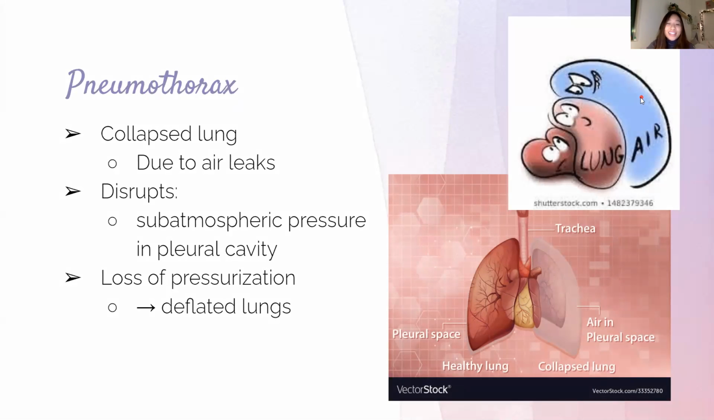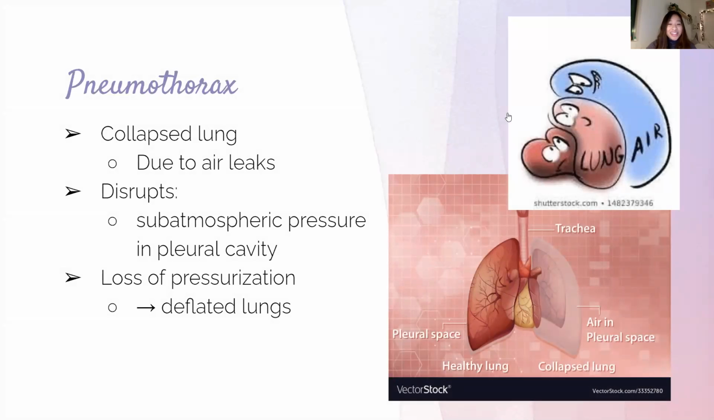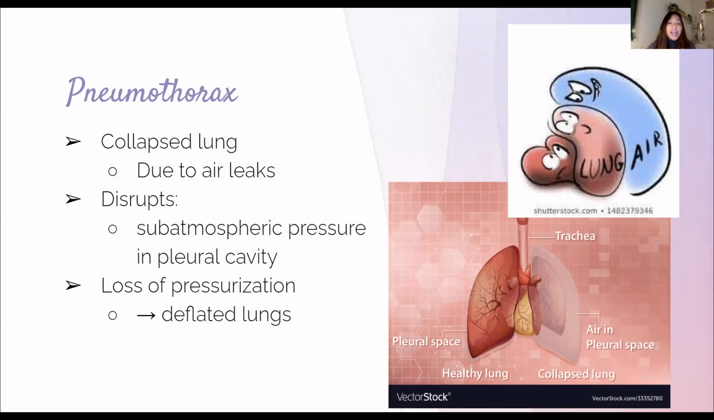Pneumothorax. A pneumothorax is a collapsed lung due to air leaks in the pleural cavity, which indicates that there's a disruption in the subatmospheric pressure. And just a reminder, subatmospheric pressure is when it's a little bit more negative as opposed to the outside. So due to this issue, the pleural cavity will reach equilibrium with the outside environment and lungs. And this equilibrium results in a deflation of the lungs as a result of loss in pressurization.